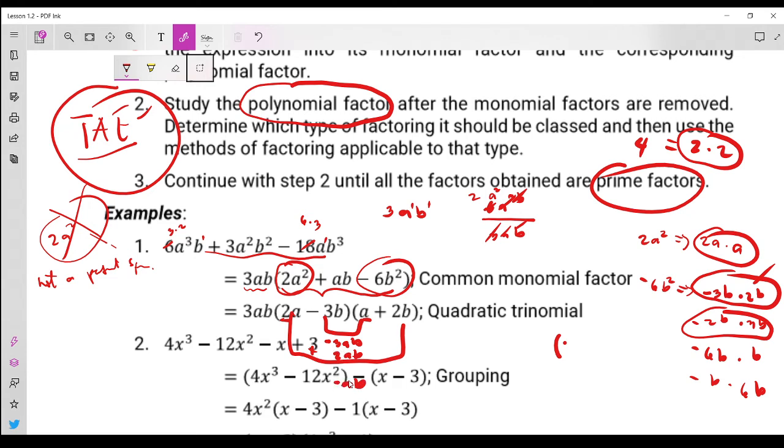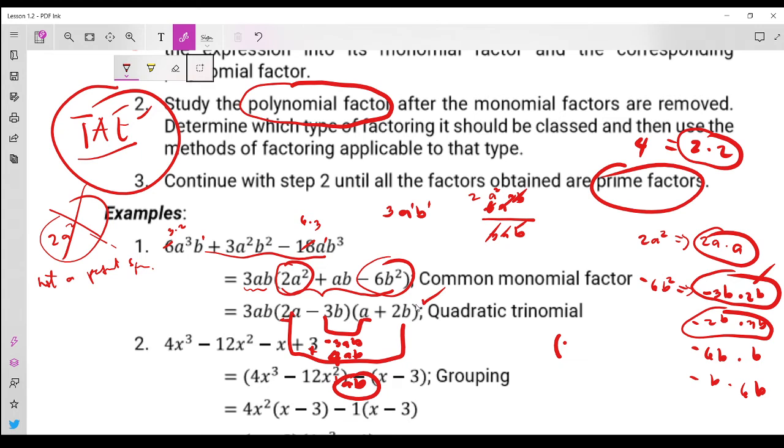Is this our... sorry, this one is 4ab. Okay, negative 3ab plus 4ab, it's positive ab. So is this our middle term? So yes, our middle term is ab. So meaning to say that this one is the correct combination.